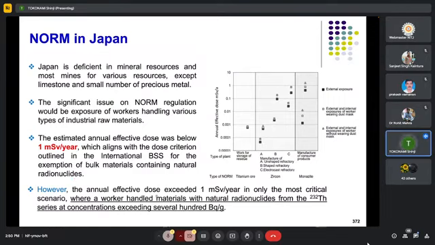However, the annual effective dose exceeded 1 millisievert per year in only the most critical scenario, where a worker handled materials with natural radionuclides from the thorium-232 series at concentrations exceeding several hundred becquerel per gram.